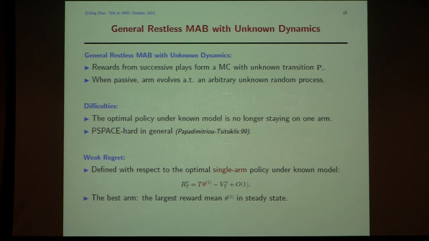So in the restless scenario, the problem will be now the following. When we play a particular arm consecutively, then the reward will come from a Markov chain, but we require to define a state for now, with unknown transition matrix, pi. i is the index of the arm. When the arm is passive, when we're not playing, then this arm state can evolve according to any arbitrary unknown random process, orthogonal or not. So this is the problem we want to solve.